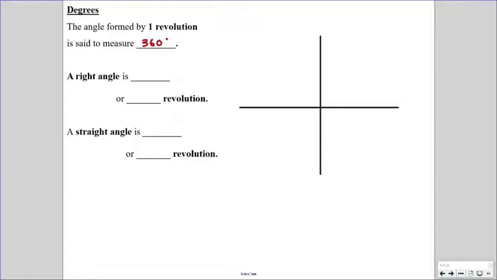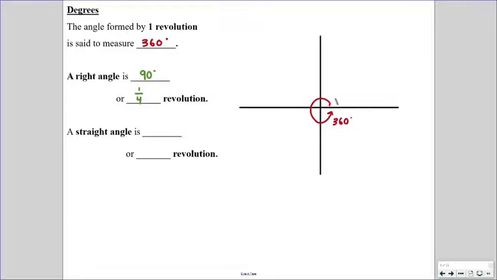A right angle, if we think back to geometry, is 90 degrees. Let me first graph 360. So remember, we measure from the positive x-axis. So the positive x-axis going counterclockwise is going to get us a positive angle measure. So that would be how we note 360 degrees. Okay, think back to geometry. A right angle is 90 degrees or a quarter of a revolution. It's a quarter of the way around the circle.